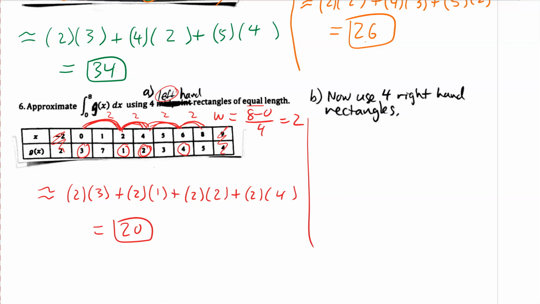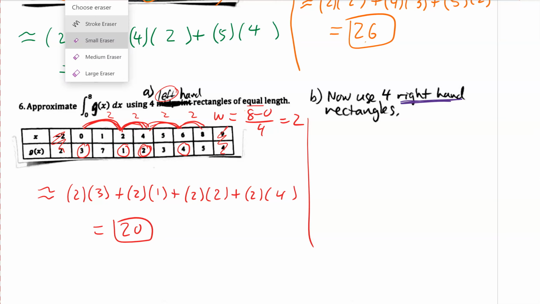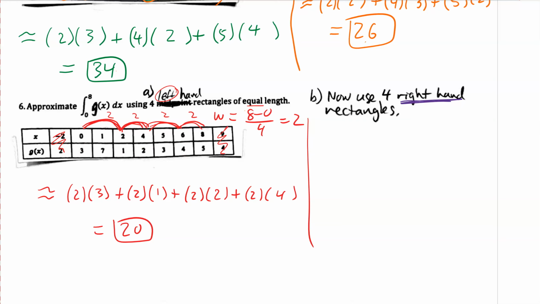All right, next, moving on to part B. We're going to use right-hand rectangles now. What I'll do is I'll go back and I'll erase my circles here. It'll be a little bit easier to see what's going on. So let's see. For my first subinterval, we're going to use the right side, which is a 1. For the second subinterval, use the 2. Third subinterval, use the 4. And finally, we'll use the 5 there.